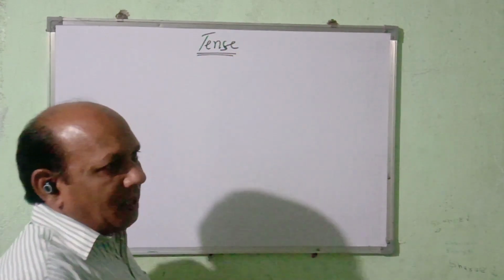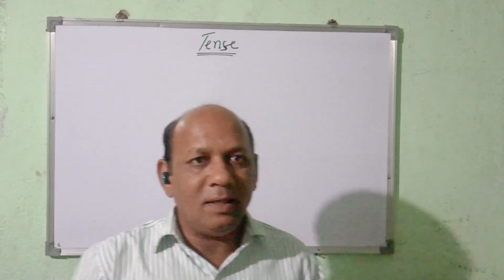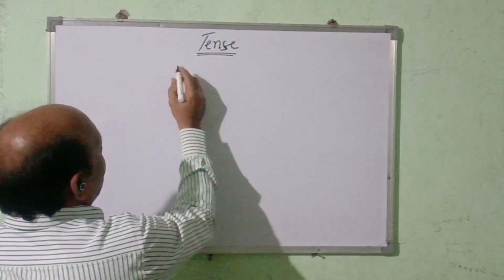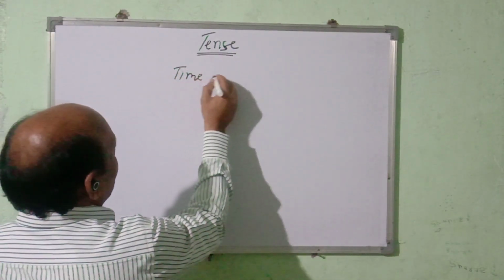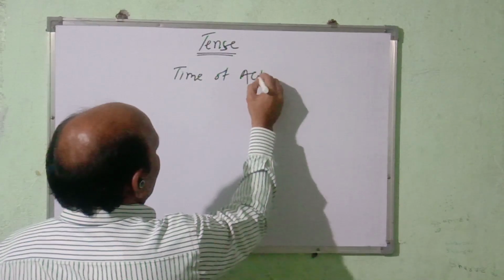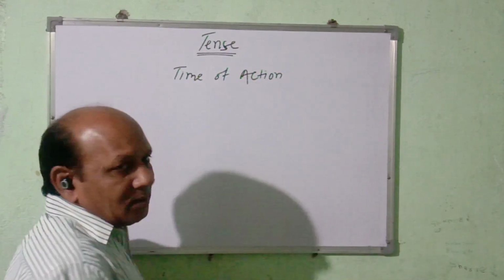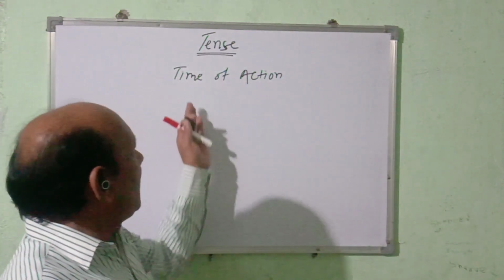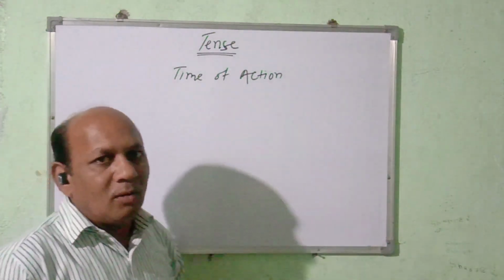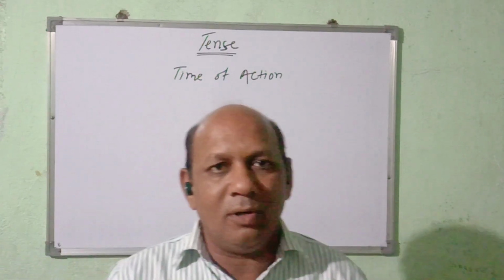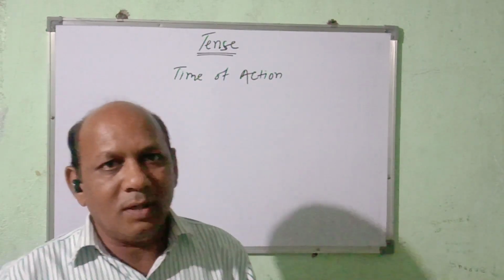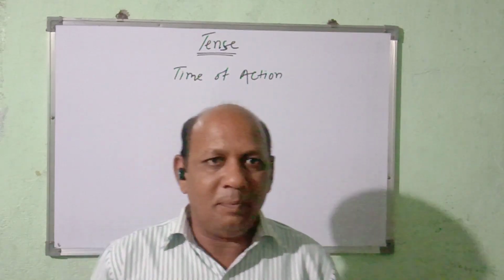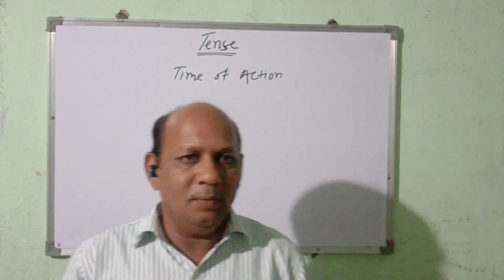This is the tense. So what is the tense? What is the definition of the tense? Tense means time of action. When you are talking about the tense, at that time you are talking about the time. And that time is further divided into three parts: past, present, and future.